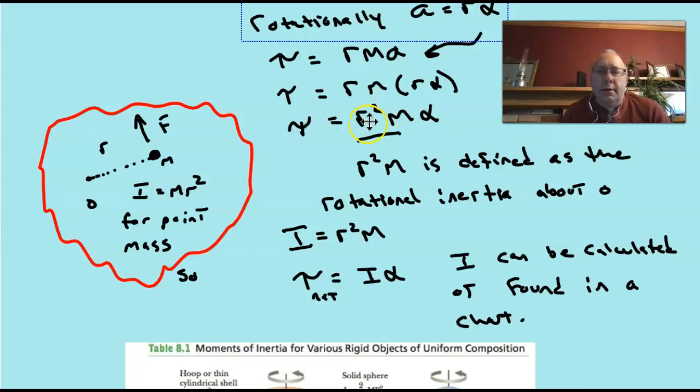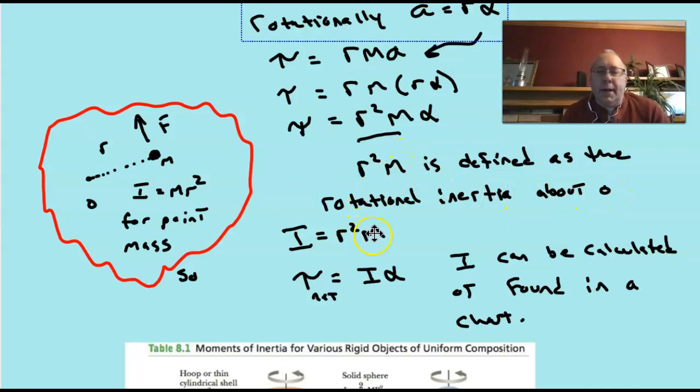So this quantity here, r squared times m, describes not only the mass, it's what we call the inertia of the object, but also the effect in the equation of its position r, a distance away from the origin. And so r squared m is defined as the rotational inertia about some origin of the mass.